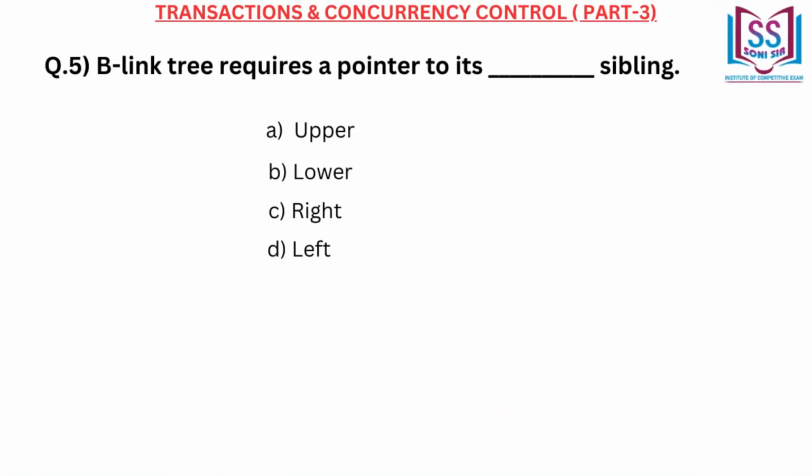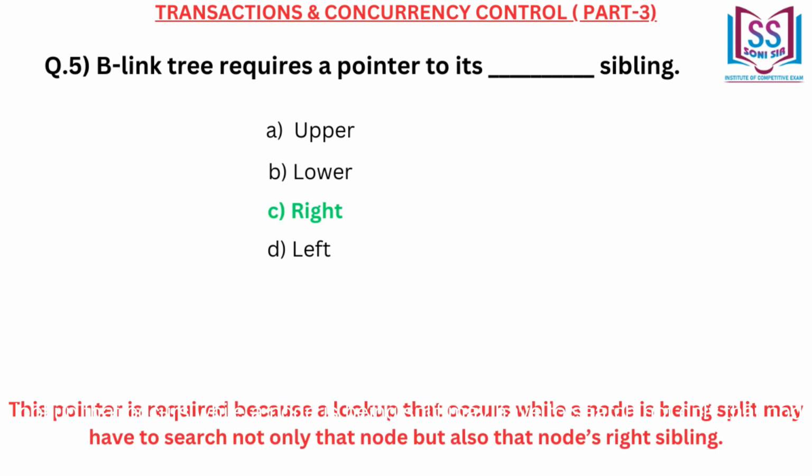B-link tree requires a pointer to its dash sibling. A. Upper, B. Lower, C. Right, D. Left. Correct answer C. Right. This pointer is required because a lookup that occurs while a node is being split may have to search not only that node but also that node's right sibling.